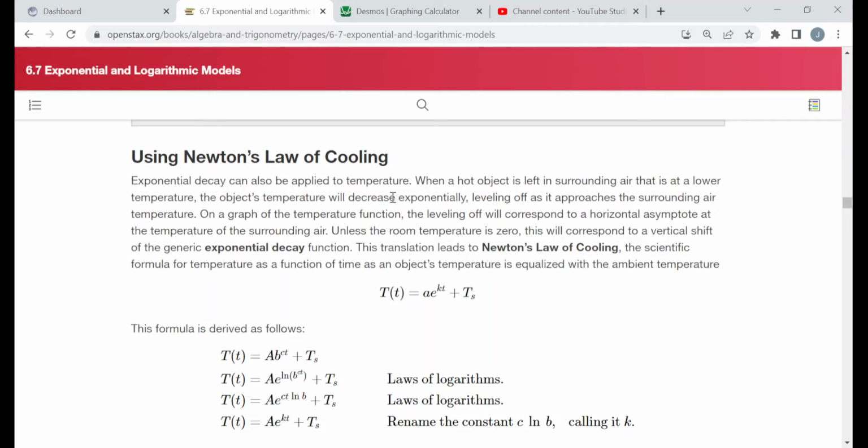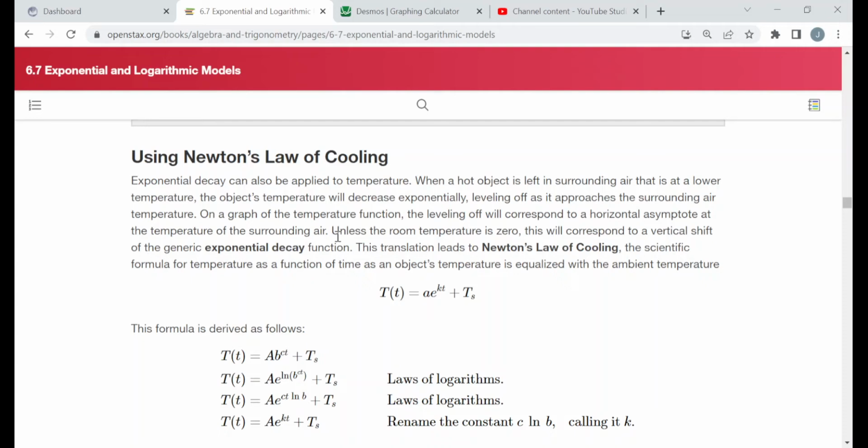The examples I do in this video will either be an example from the reading, or one of the try it problems from the reading, or one of the exercises from the end of the section that's related to this particular objective.